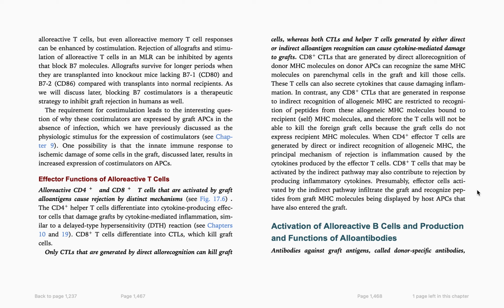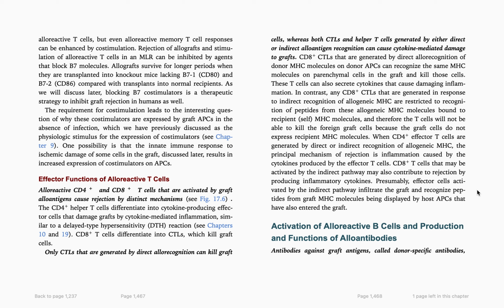Rejection of allografts and the stimulation of alloreactive T cells in MLR can be inhibited by agents that block B7 molecules. Allografts survive for a longer period when they are transplanted into knockout mice lacking B7-1, CD80, and B7-2, CD86, compared with transplants in normal recipients. As we will discuss later, blocking B7 co-stimulators is a therapeutic strategy to inhibit graft rejection in animals and in humans as well.